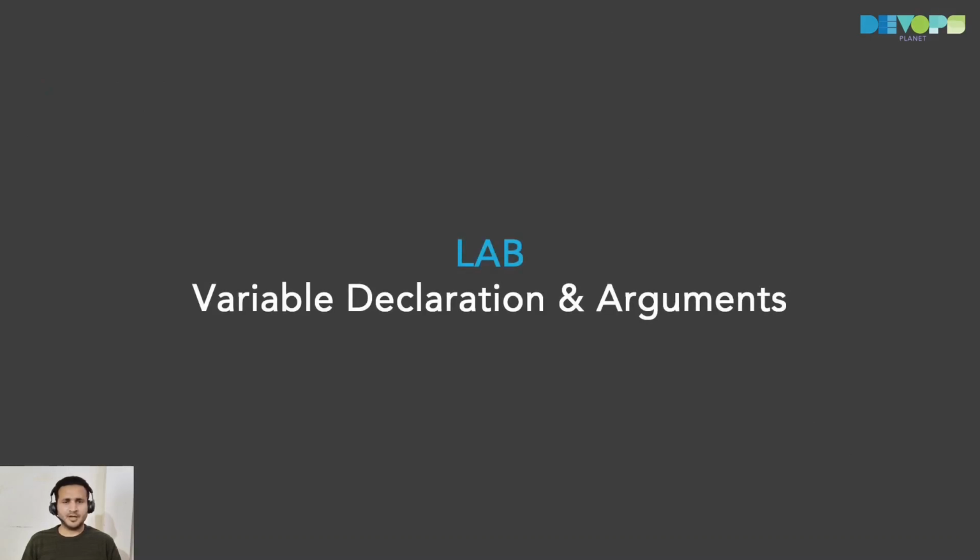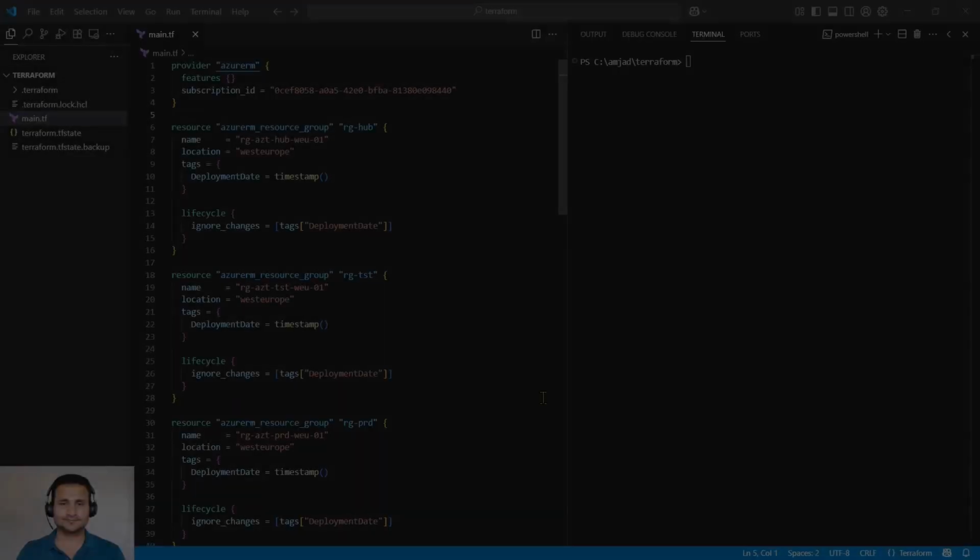In the next section, we are going to talk about variable declaration and the arguments in a lab. We'll see how we can use it in the production environment, in the real-time environment, and how we are declaring the variable and using the different variable arguments to define special conditions of a variable like validation, nullable, or something like that.